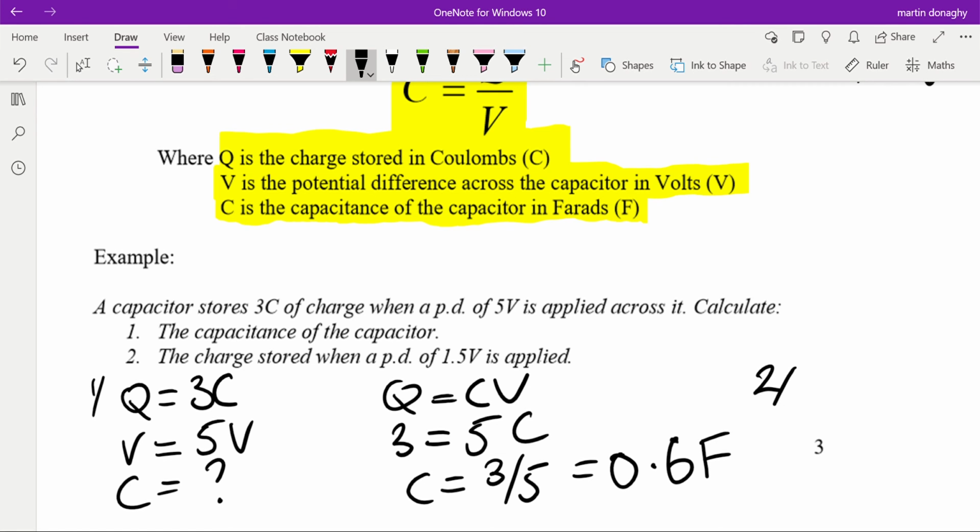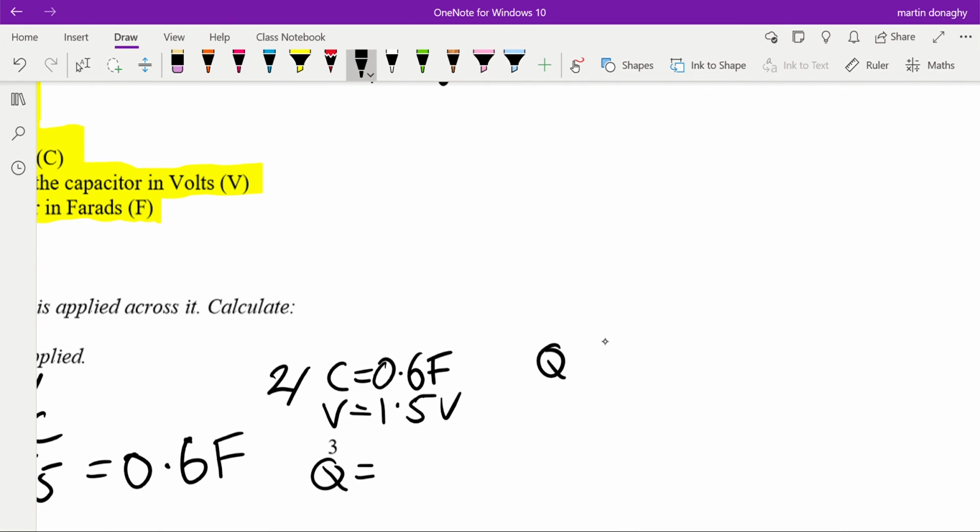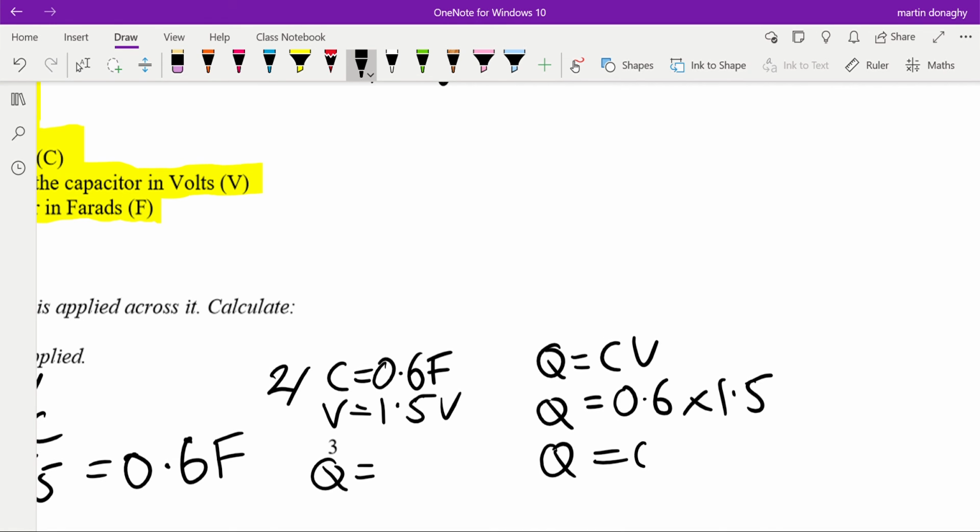The second one then: the charge stored when a PD of 1.5 volts is applied. Now that capacitance we worked out is a property, i.e. it's a constant of that capacitor in that circuit. So we can use what we worked out in part 1 for part 2. The voltage is now 1.5 volts and we're trying to find Q. So Q equals CV, Q equals 0.6 times 1.5. So Q is equal to 0.9, and Q is charge, which is measured in coulombs, capital C.